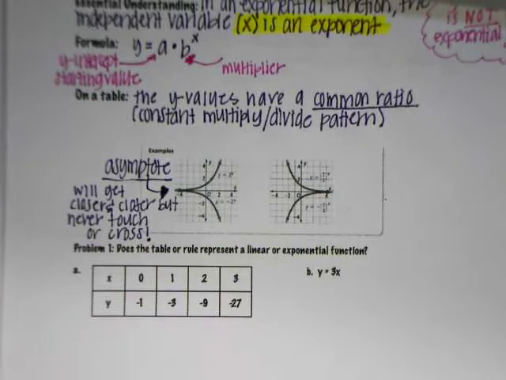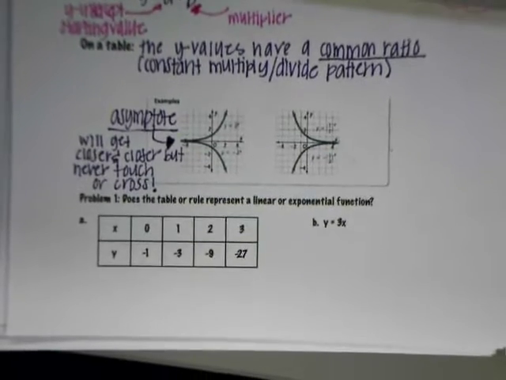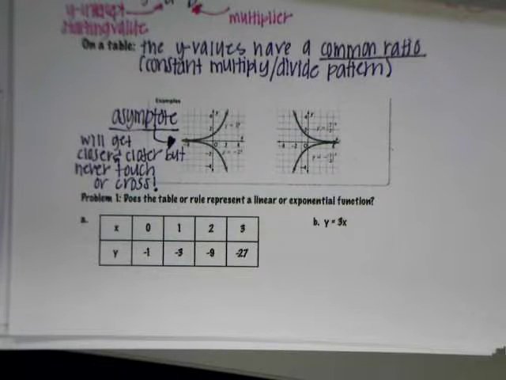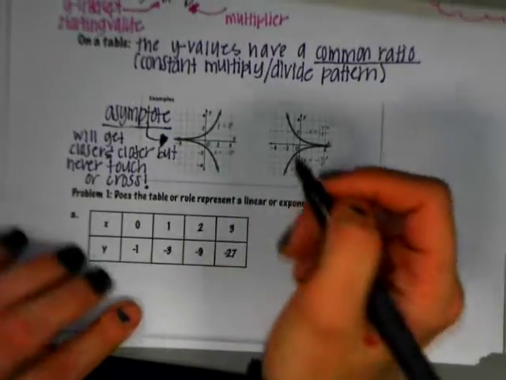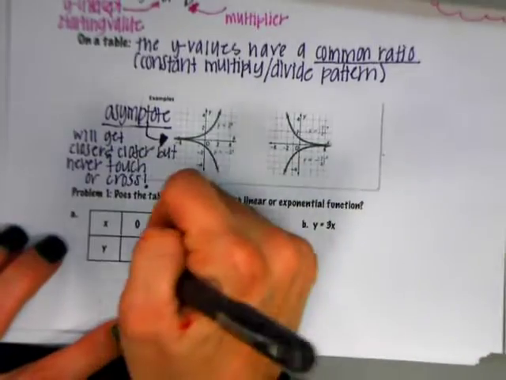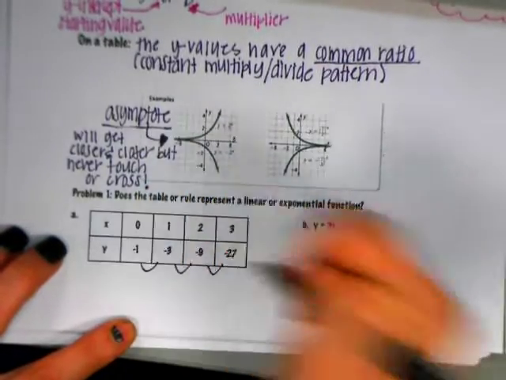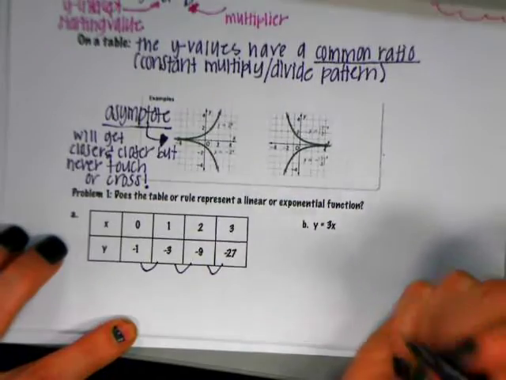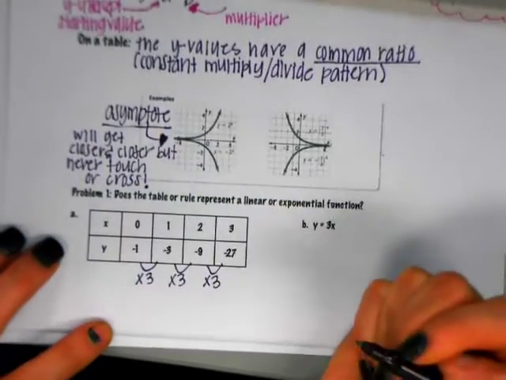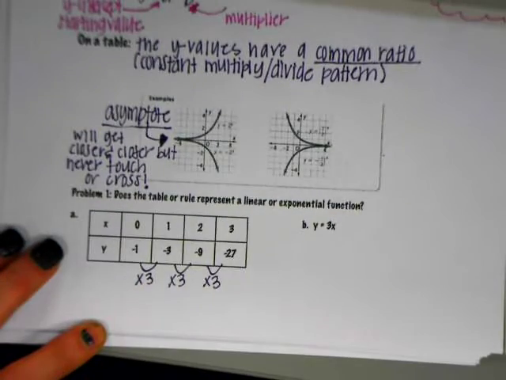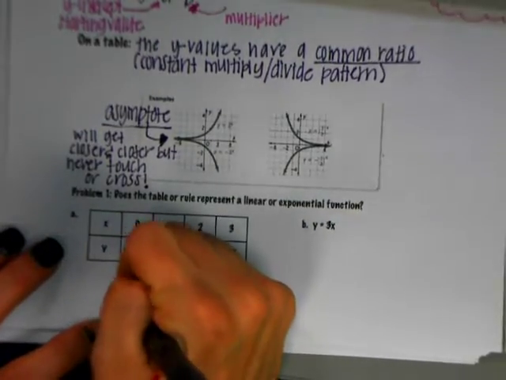Okay, so for the first example, does the table or rule represent a linear or exponential function? So remember, we're looking at the y values. We're looking at the pattern. So what's the pattern in the y values? Times 3. So since it's a multiplication pattern, is it going to be linear or exponential? Exponential, yep.